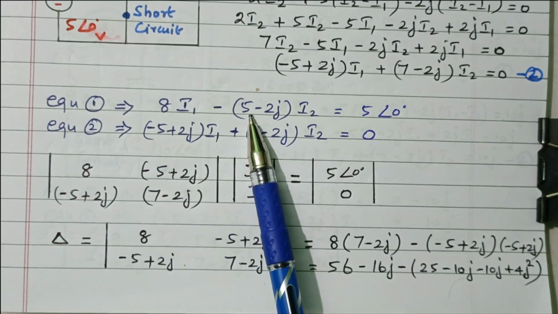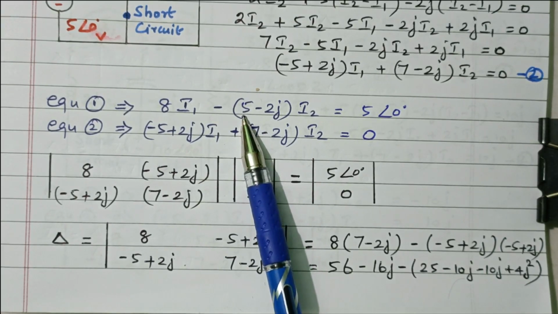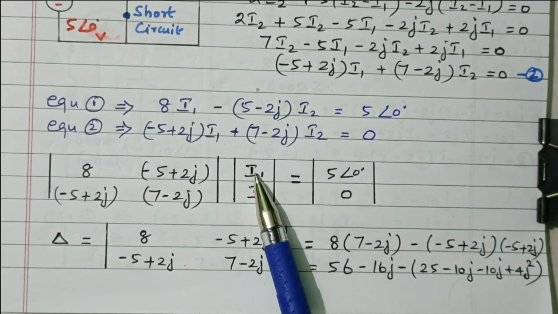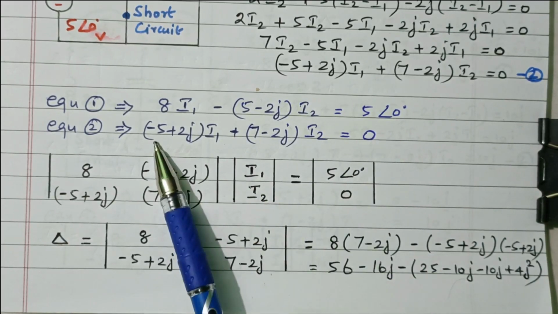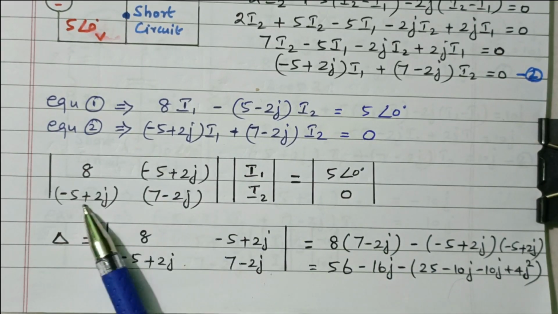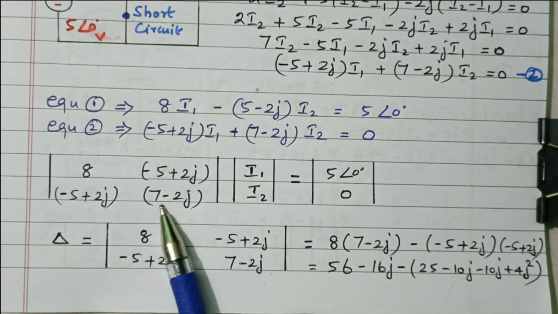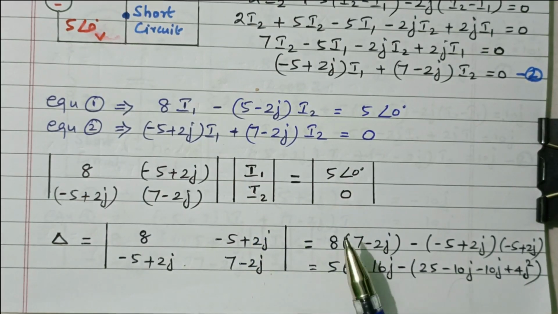Minus is written, minus is multiplied out inside. So minus 5 plus 2j equal to into I1 and I2. Here 5 voltage is there, here voltage is 0. The second equation, minus 5 plus 2j, 7 minus 2j. So this is now the resistor matrix, this is current matrix, and this is the voltage matrix.